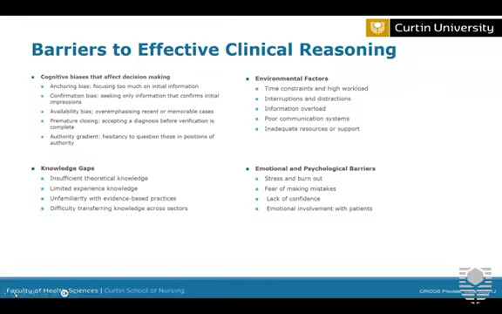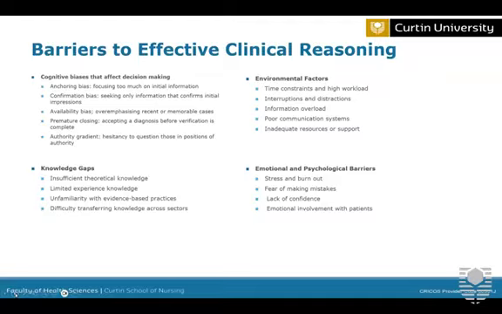Environmental factors also influence, and this is time constraints and high workload. Maybe there are interruptions and distractions, maybe it's information overload, poor communication systems, or inadequate resources or supports. And so this is where that environment, if it's not ideal, will influence that decision-making outcome as well. Knowledge gaps, and this is where we've got insufficient theoretical knowledge, you've got limited experience knowledge, or you're unfamiliar with the evidence-based practices, or you have difficulty transferring knowledge across sectors.